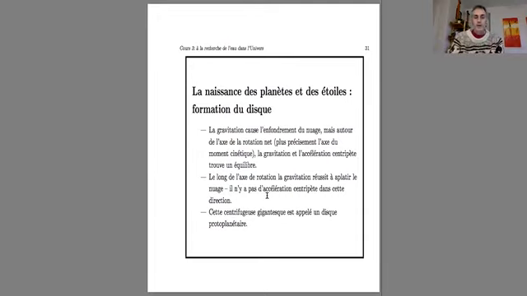I really like this explanation because it uses fundamental physical principles of the attraction of gravity and the centrifugal force to explain the formation of this sort of giant centrifuge, a disk, which in the case we're considering is called the protoplanetary disk. This disk is still the interstellar medium of gases and dust.